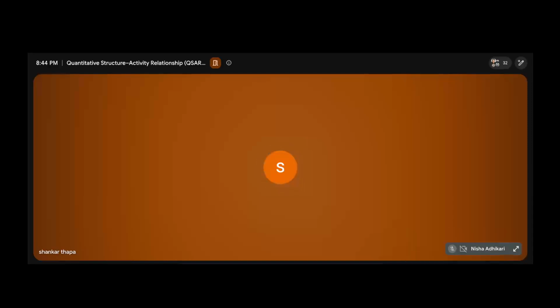QSAR needs to be validated at the end by in vitro study. So whatever results we are getting from a QSAR model is not the final result. That's what we have to keep in our mind.